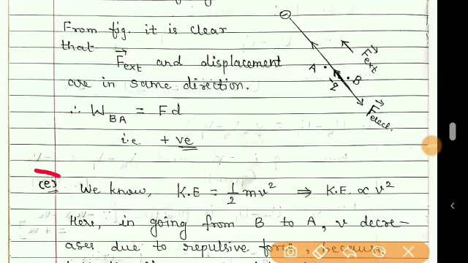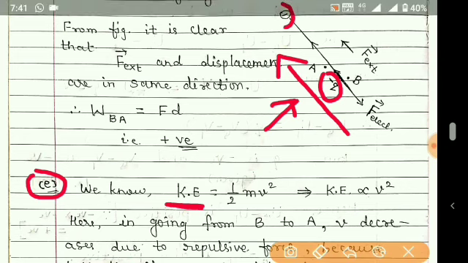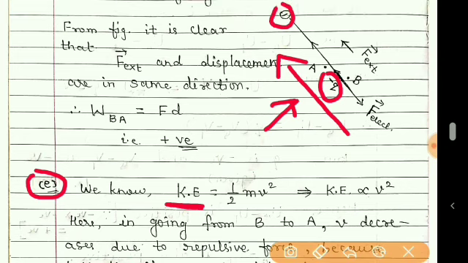Now for this next question, the situation is the same as earlier, but here it is asked what will be the kinetic energy when this charged particle moves from B to A, that is in this direction. So definitely both these charges are negative, this as well as this. So the force acting between them will be repulsive.